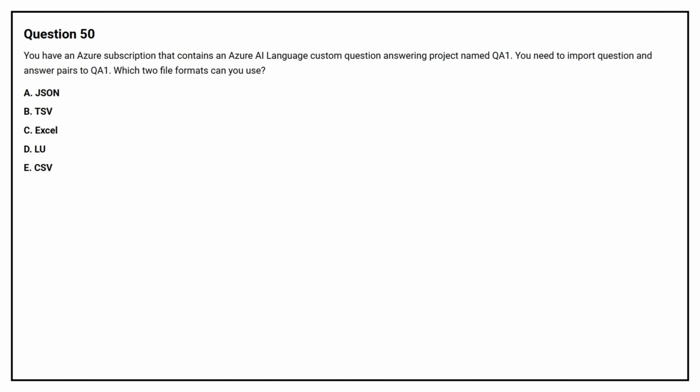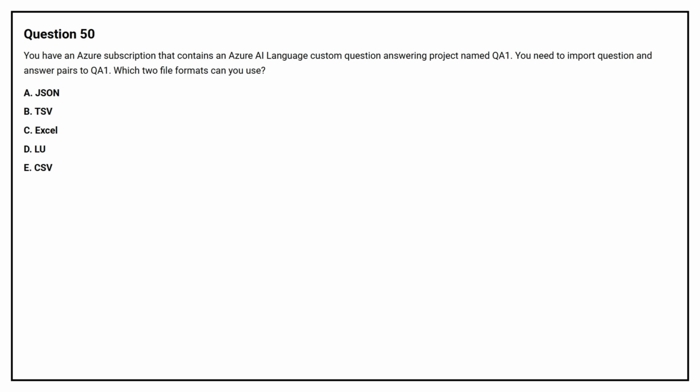Question number 50. You have an Azure subscription that contains an Azure AI Language custom question answering project named QA1. You need to import question and answer pairs to QA1. Which two file formats can you use? Option A, JSON. Option B, TSV. Option C, Excel. Option D, LU.